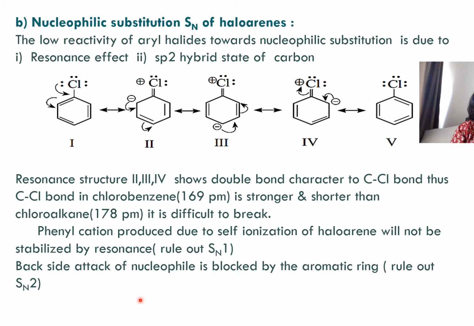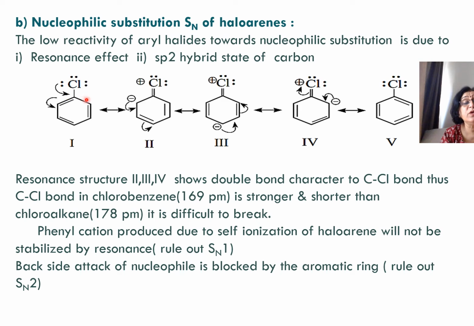Clear? Nucleophilic substitution reaction of haloarenes. So the low reactivity of the aryl halides towards nucleophilic substitution reaction is mainly because of two reasons: resonance effect and sp2 hybrid state of carbon. So here you see the chlorobenzene, the chlorine contains lone pairs and there is a benzene ring here.